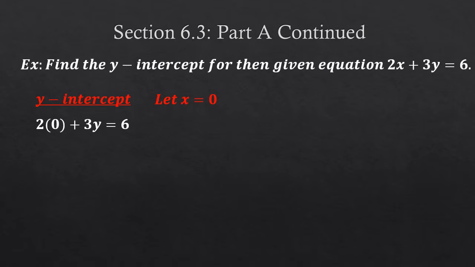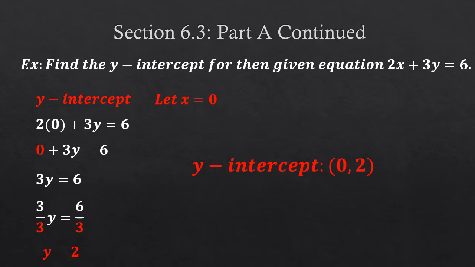And 0 times 2 is 0, so 0 plus 3y equals 6. 0 plus 3y is 3y equals 6. And divide by 3 on both sides. And 6 divided by 3, therefore y equals 2. And therefore your y-intercept is (0, 2).